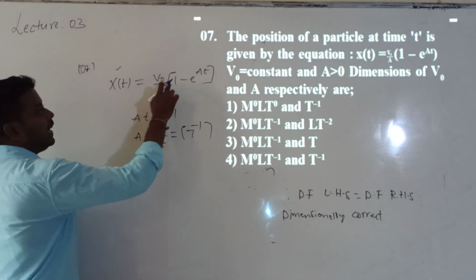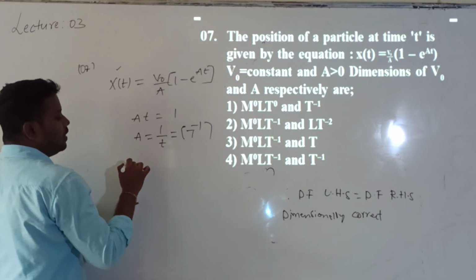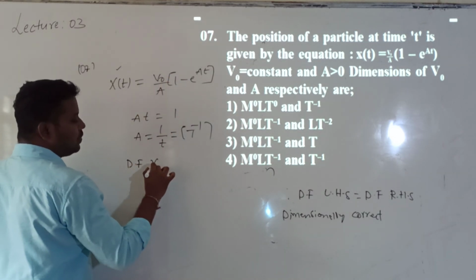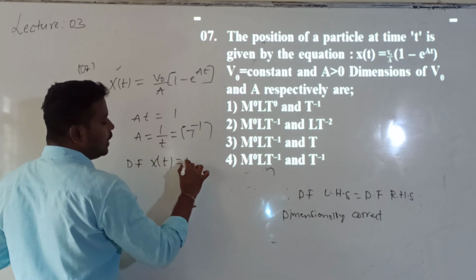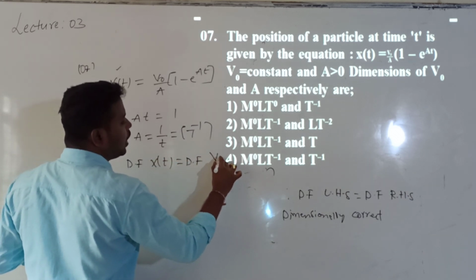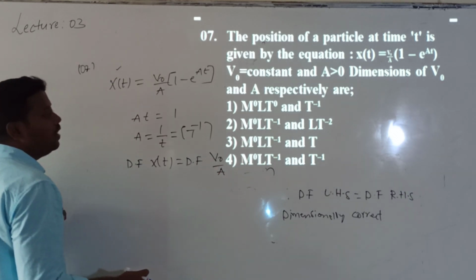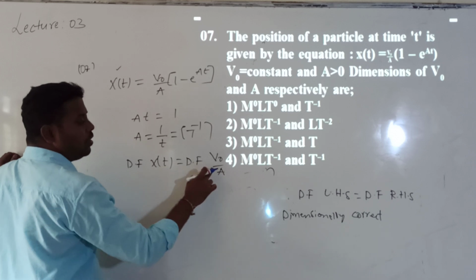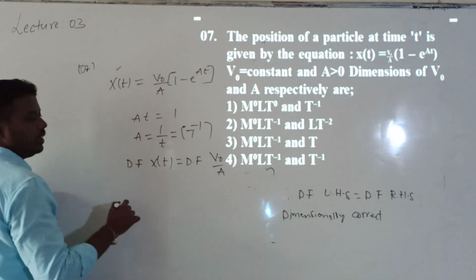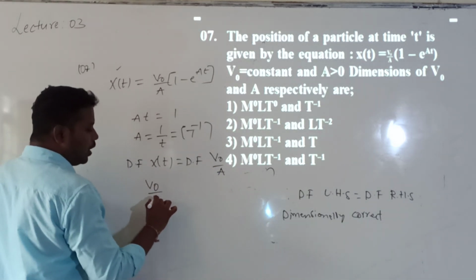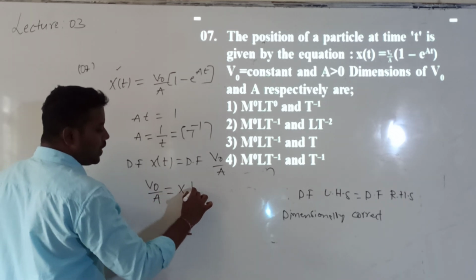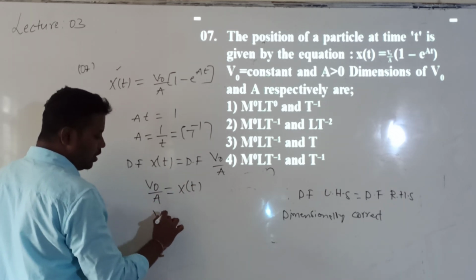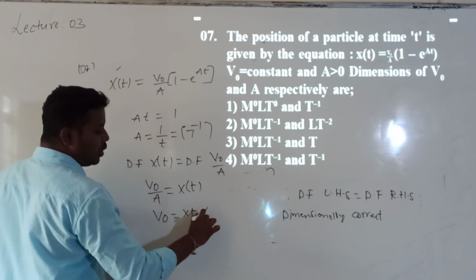Now when a t value is equal to 1, what happened? The dimensional formula of x of t will be equal to the dimensional formula of v naught by e. But when this exponential is removed, according to the principle of homogeneity, what can I write? V naught by a is equal to x of t. So v naught is equal to x of t into a.